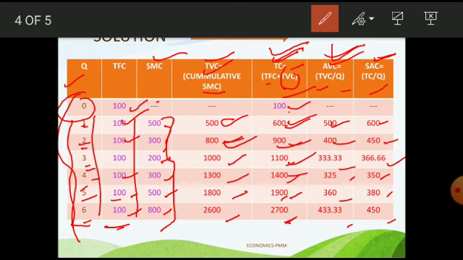The easy method is, we need to write down all the total fixed cost values, that is, fixed cost remains fixed. Then for SMC we need to take the cumulative, or do the summation of all the SMC costs. Once you get TVC, then we can calculate total cost, average variable cost and average cost. So students, practice this sum again and again, because it's a very important question and it carries 6 marks.